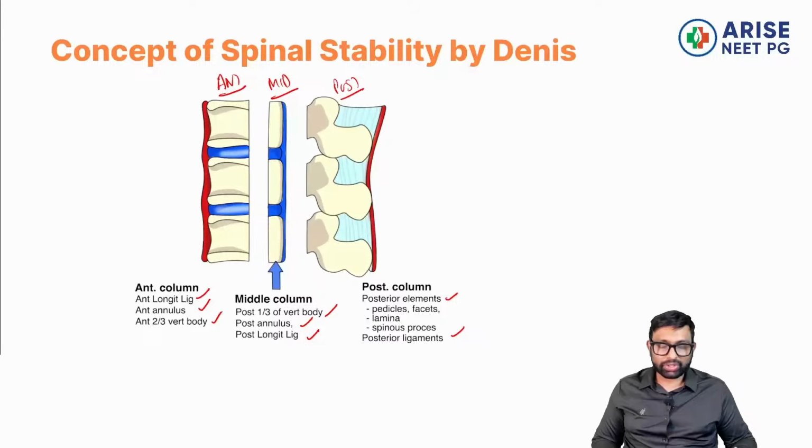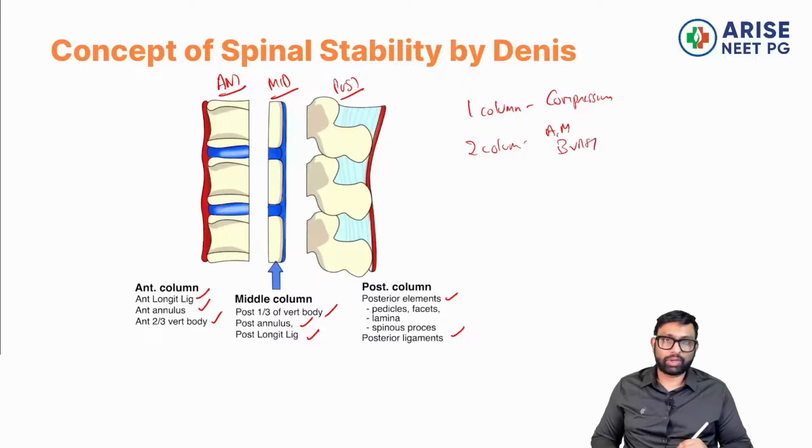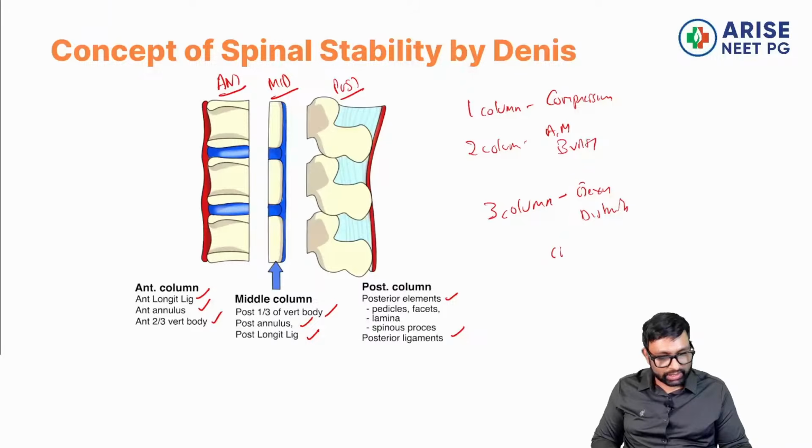So whenever a patient has only one column involvement, commonly anterior column, we call it as compression fracture. If two columns are involved, commonly anterior and middle, we call it as a burst fracture. If three columns are involved continuously, that results in something called as a flexion distraction injury, which is also called as a chance fracture. I'll show you all of them.